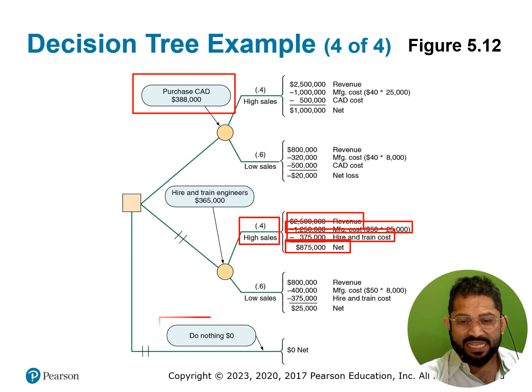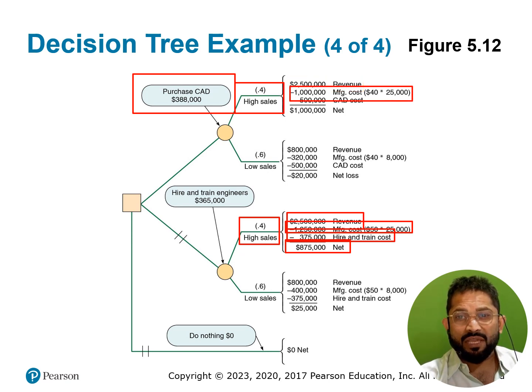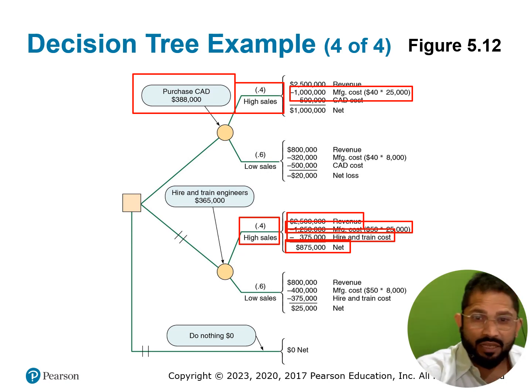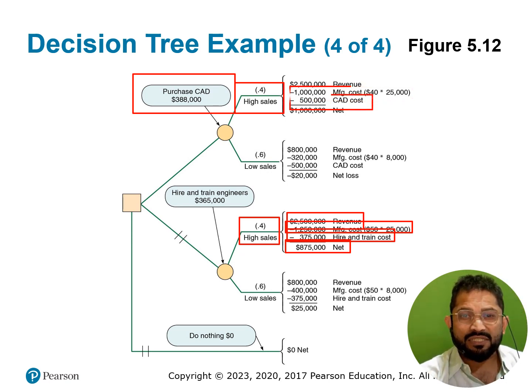Outcomes of purchasing CAD are high sales, probability of 0.4, revenue of 2,500,000 from sales, that is $100 per unit for 25,000 units. Manufacturing costs will be $100,000, $40 per unit for 25,000 units. CAD cost is $500,000, and therefore net profit is $100,000.